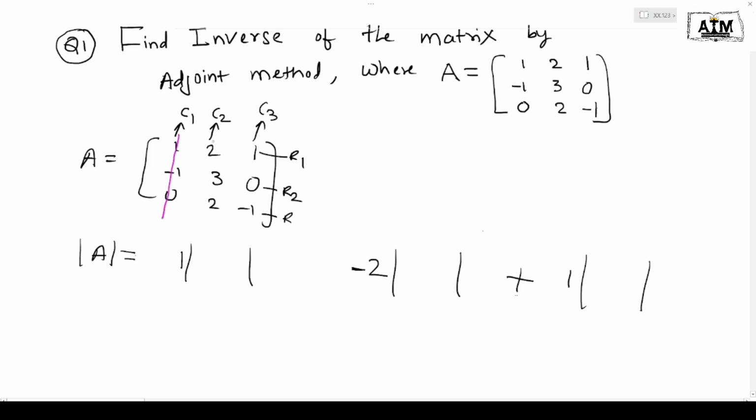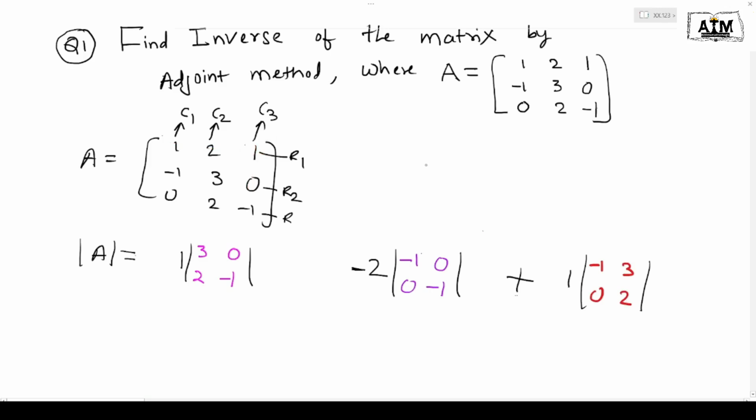After that, you first delete column 1 and row 1. What do you see? 3, 0, 2, -1. So write them here. After that, you delete column 2 and row 1. What are the elements left? Write down here: -1, 0, 0, -1. Now in the third case, you delete column 3 and row 1. What are the elements left? -1, 3, 0, 2.